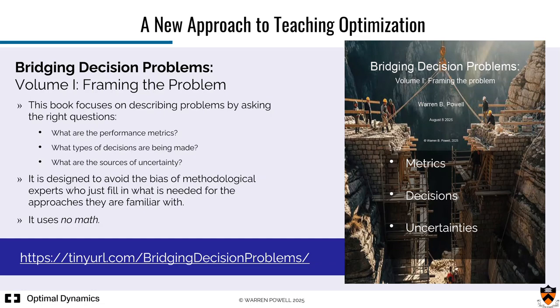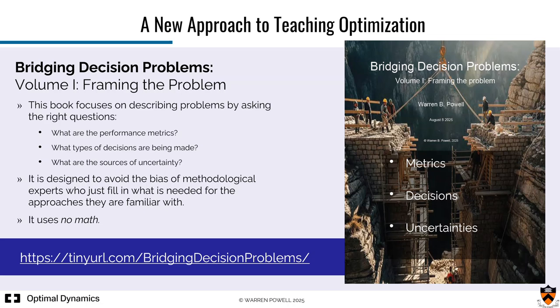I'm also working on a new monograph series, and volume 1, I have a draft of that. I hope to have it out on Kindle in the coming months. This focuses on framing the problem, addressing 3 questions. What are the performance metrics? What types of decisions are being made? And what are the sources of uncertainty? This book is about 160 pages and no math.